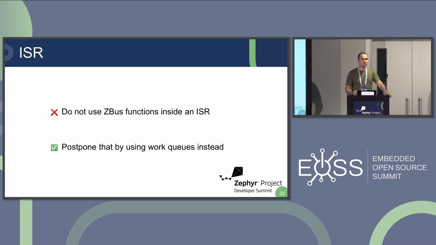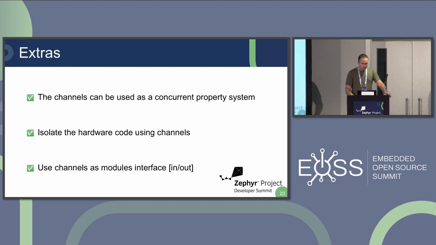So postpone everything that you need to run inside an ISR with a work queue or separate thread, right? And extra, we can use Zbus as almost like a real-time database, for example. That app info, we had a kind of table there, right? And if we have different tables or tables on channels, we can think of it as a kind of property system or real-time database, because we have similar things as, for example, Firebase or something like that, right? It's a really different approach, but you can think almost like that.